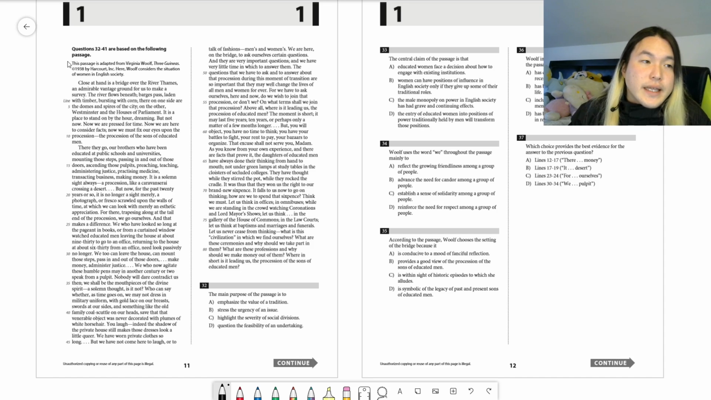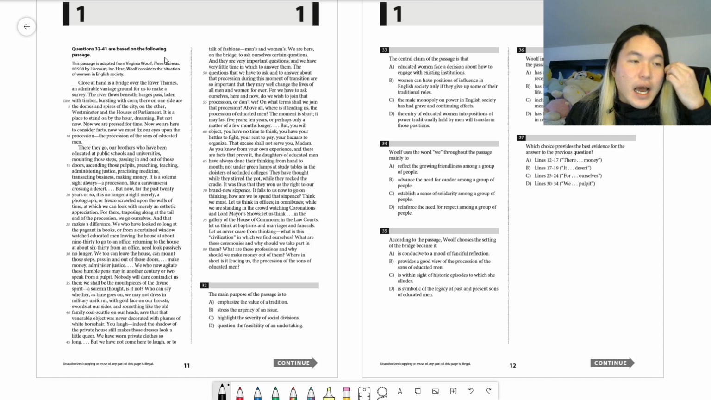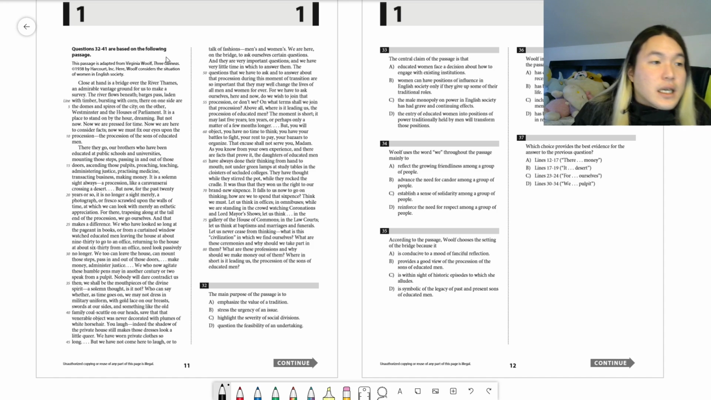Close at hand is the bridge over the River Thames, an admirable vantage ground for us to make a survey. The river flows beneath, barges pass, laden with timber, bursting with corn. There on one side are the domes and spires of the city, on the other, Westminster and the Houses of Parliament. It is a place to stand on by the hour dreaming, but not now. Now we are pressed for time. Now we are here to consider facts. Now we must fix our eyes upon the procession, the procession of the sons of educated men.